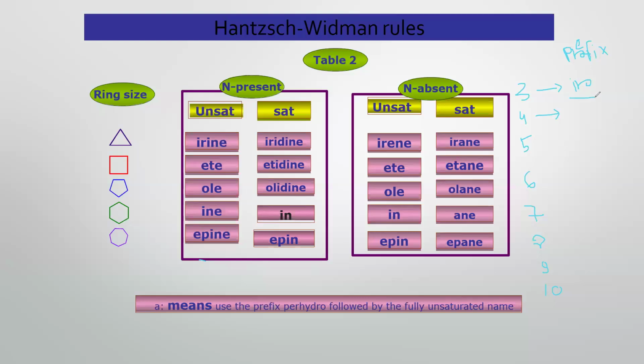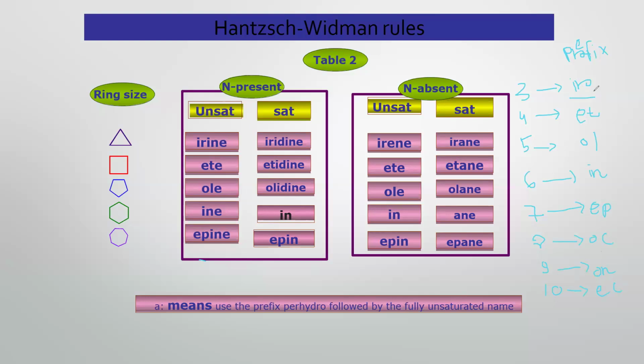For a heterocyclic compound containing three atoms in a ring, this prefix will be IR, then it will be ET for 4-membered. For 5-membered, it will be OL. For 6-membered, it will be IN. For 7-membered, it will be EP. For 8-membered, it will be OC. For 9-membered, it will be ON, and for 10-membered, it will be EC.